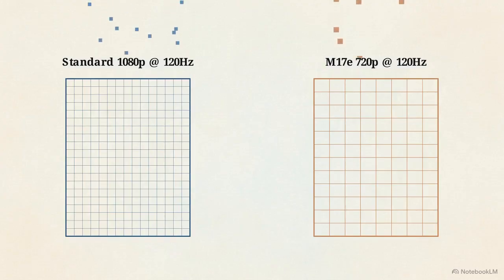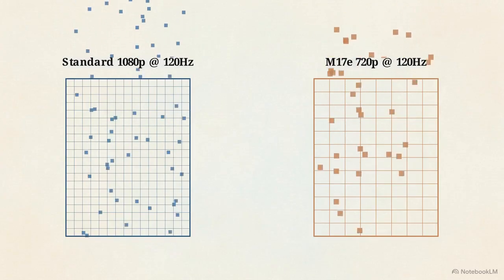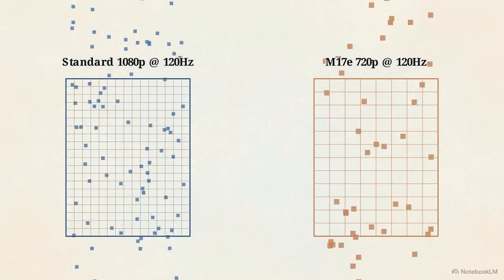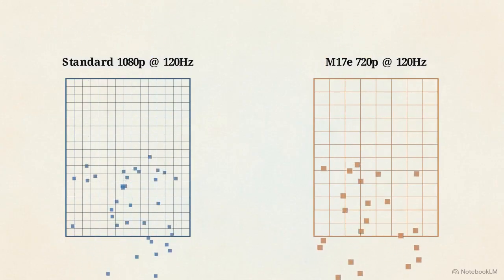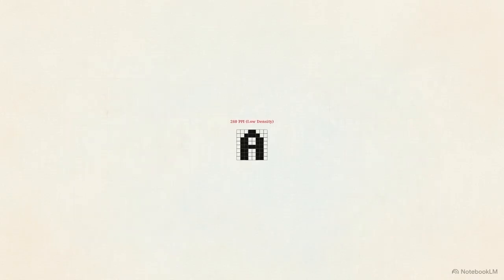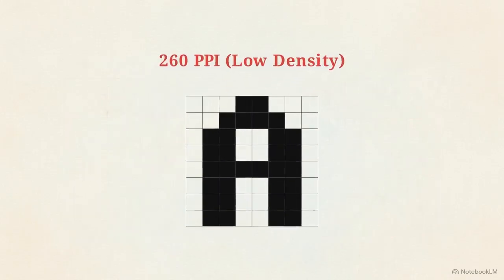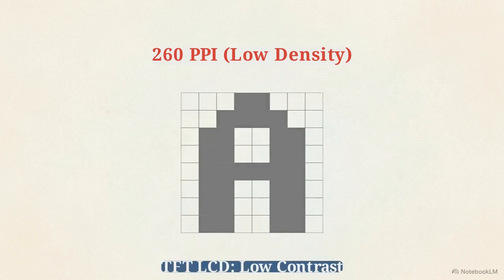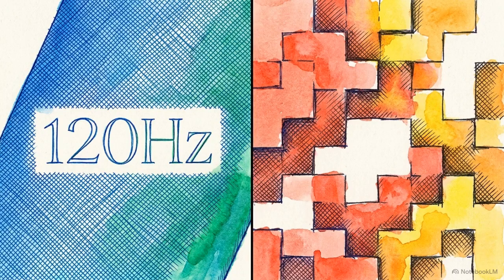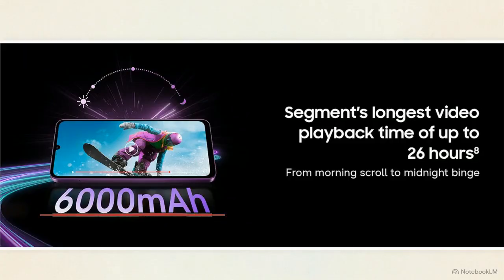A standard 1080p display running at 120 Hz demands a huge data volume. By dropping to a 720p resolution, the phone only has to move roughly half the total data volume per second. The trade-off for that reduced processing load is a very low pixel density of just 260 pixels per inch. The TFT LCD technology further limits contrast, resulting in text and images that lack visual fidelity. The phone achieves its 120 Hz refresh rate strictly by sacrificing pixel density, artificially lowering the workload so the budget processor can keep up.